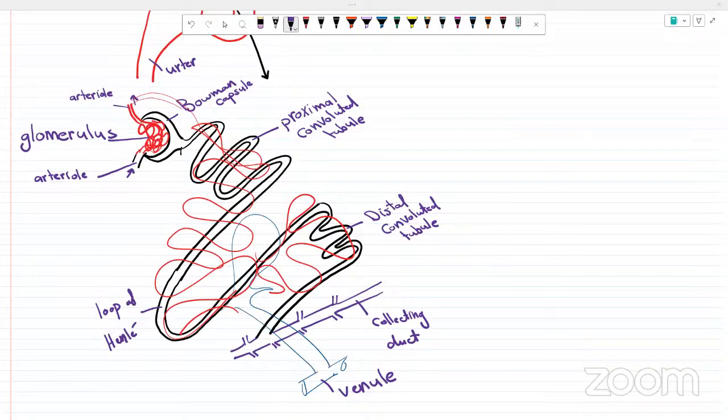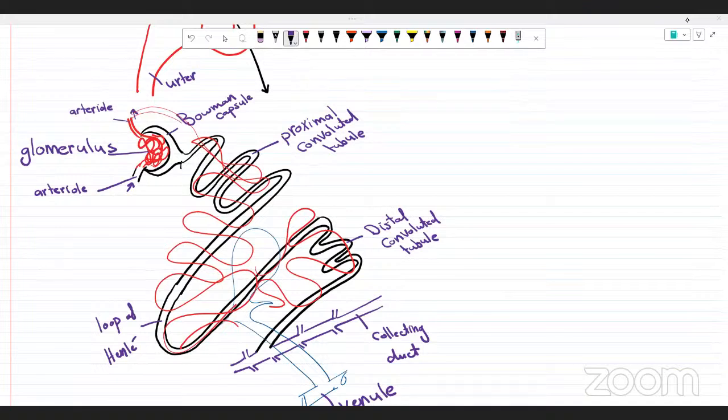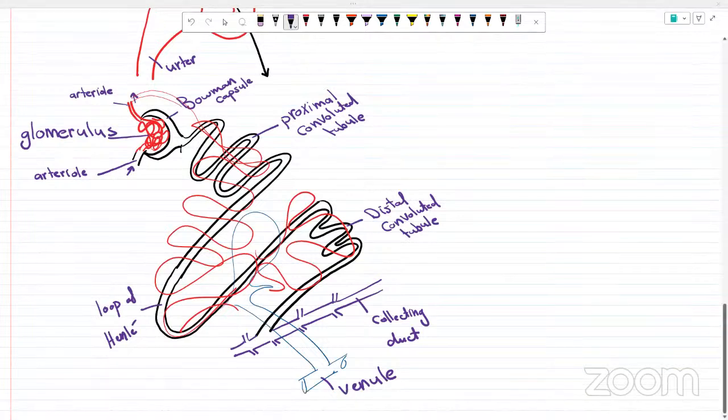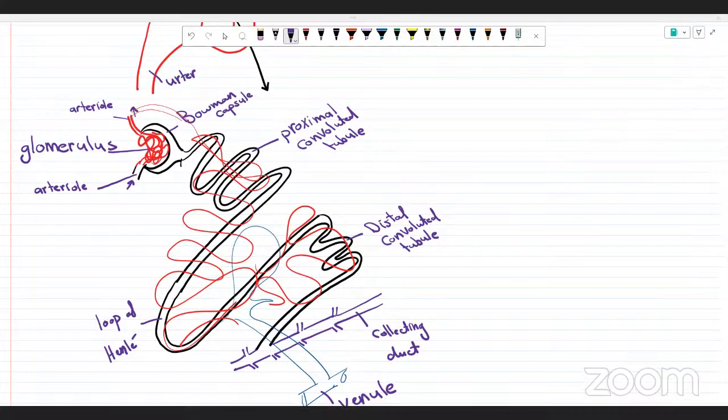Let me show you another. This is a very simplified diagram. I will give you like 1 minute to look at it to memorize the labeling. I will give you another diagram for labeling. Okay.